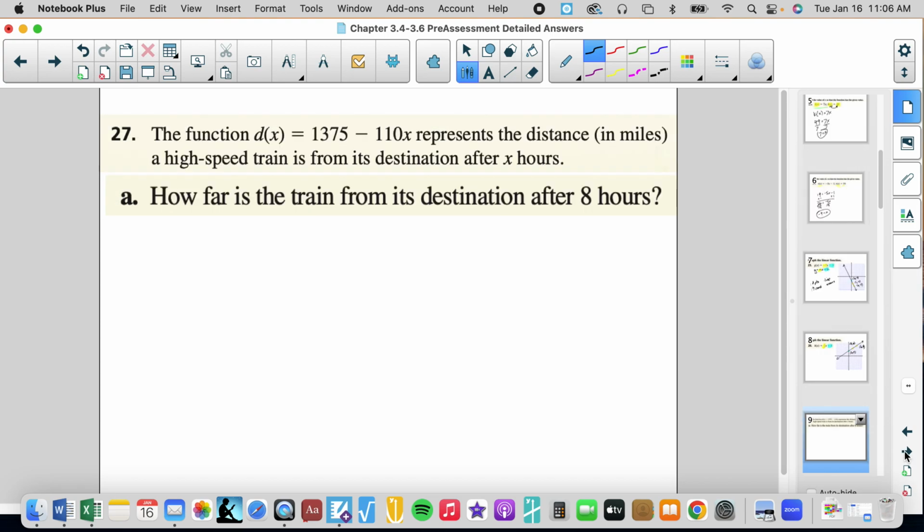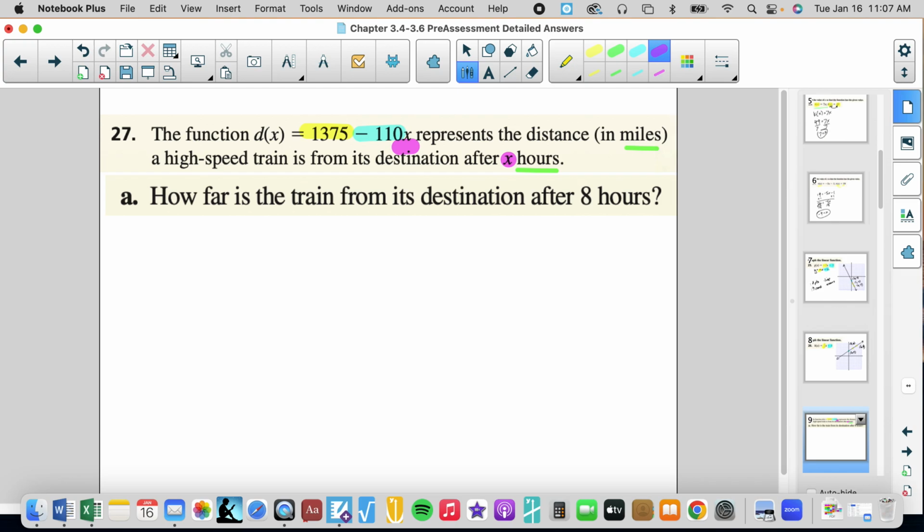The function d of x equals 1375 minus 110x represents the distance in miles a high-speed train is from the destination after x hours. So how far is the train from its destination after 8 hours? Well, we need to understand what the pieces are. This train is going to start 1,375 miles away from its destination. It's traveling at a speed of 110 miles per hour. I see my units, I see my miles, and I see my per hour, okay? And x represents the number of hours, so that's good.